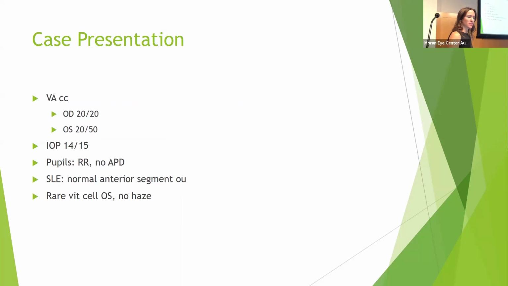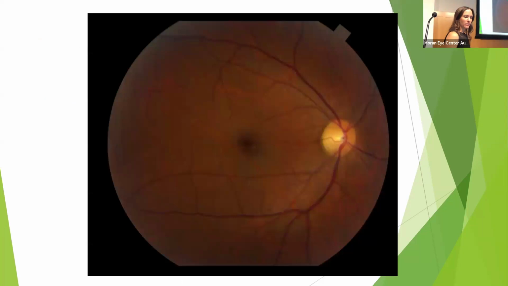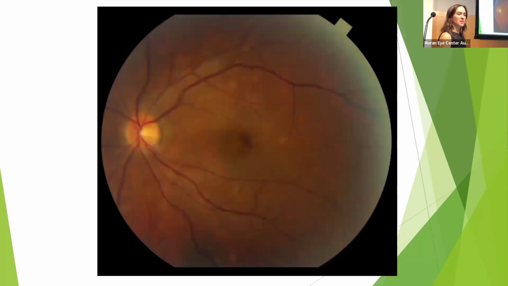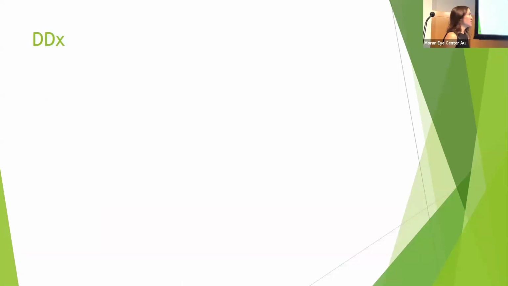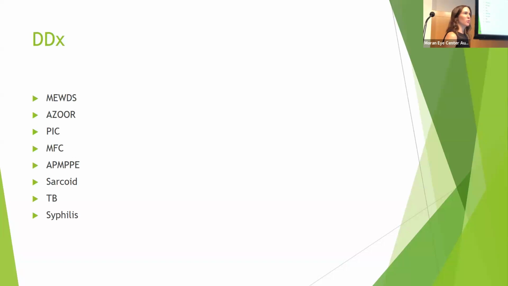The exam was notable for decreased vision in the left eye at 20/50, otherwise an unremarkable anterior segment with just rare vitreous cells, but no haze in that left eye. Right fundus photo is unremarkable. And on the left fundus, we can see these indistinct yellowish-white lesions scattered in the posterior pole. So the differential at this point is a smorgasbord of white dot syndromes, as well as the typical suspects: sarcoid, syphilis, and TB.